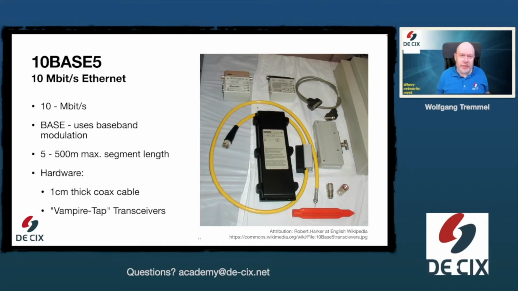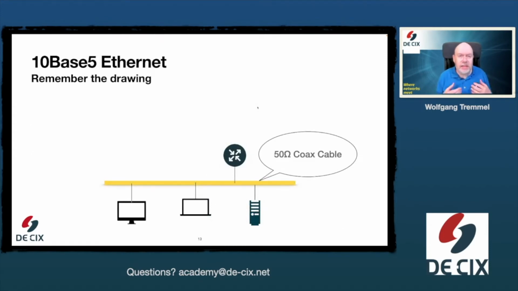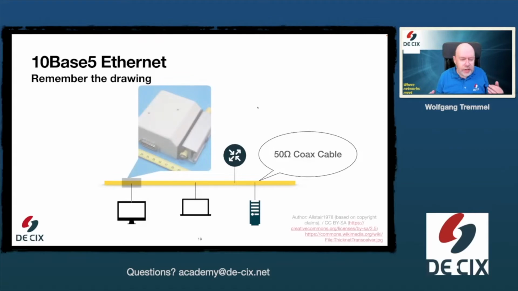The hardware they were using was a very thick, 1 centimeter thick yellow coax cable and so-called vampire tap transceivers. So how did it look like? Let's go back to our network drawing. The vertical line, this is the yellow cable you just saw. It's a coax cable, and you are using vampire taps. Vampire taps were clamps to this cable, and they drilled in and attached to the middle of the cable, and this was then a transceiver, and this was how a host was connected to the Ethernet.